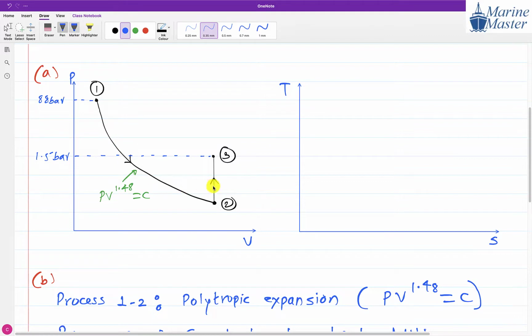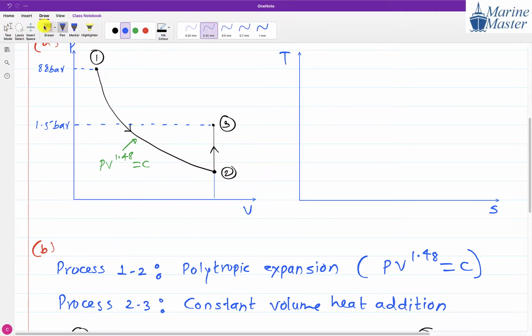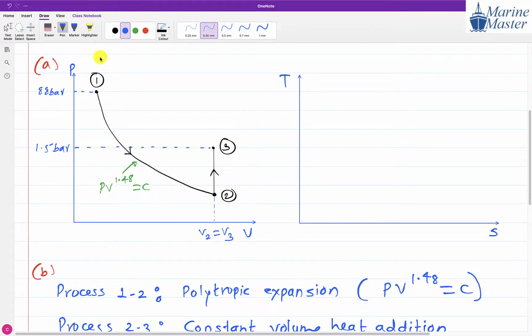Any doubt in this discussion? And if you extend this dotted line further, what can we say here? We can say V2 is equal to V3, the volume of point 2 is equal to the volume of point 3. So please draw this PV diagram now.